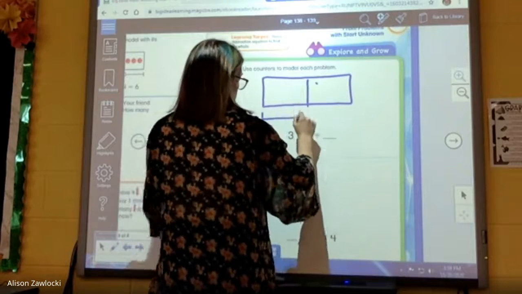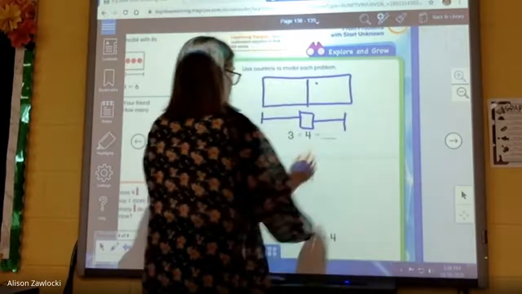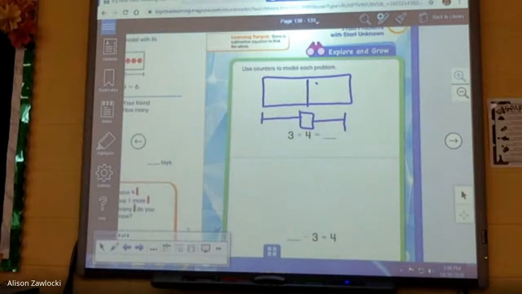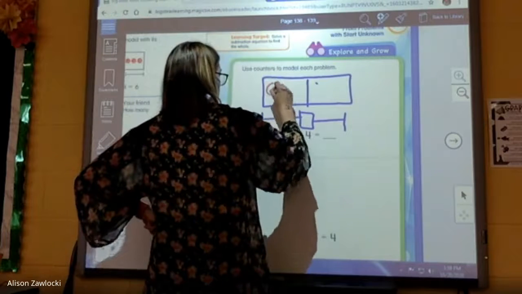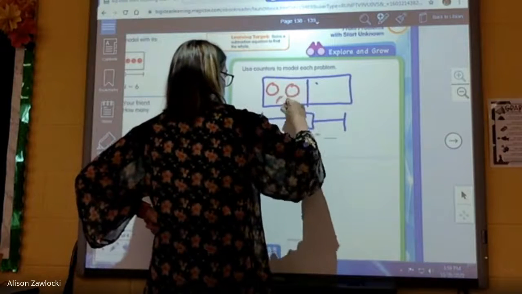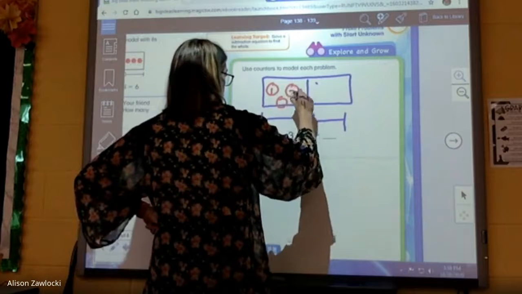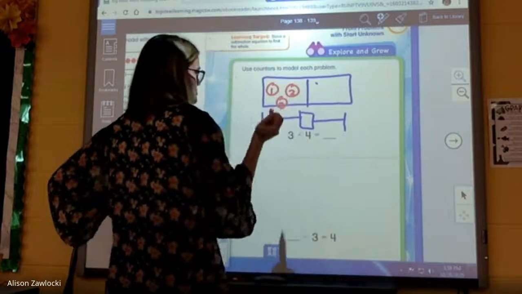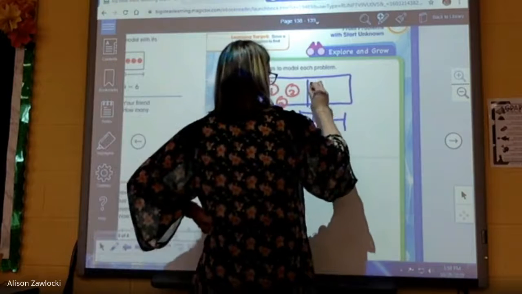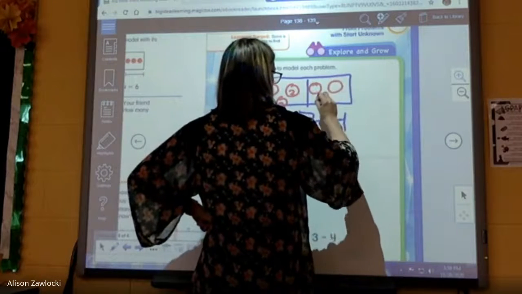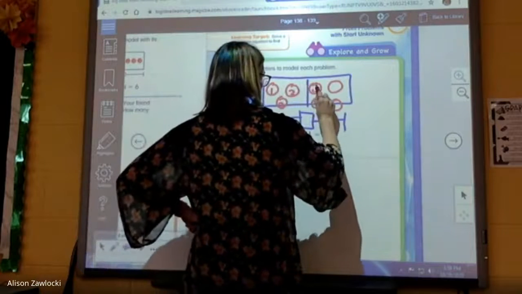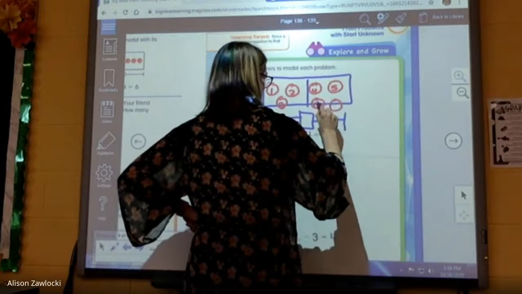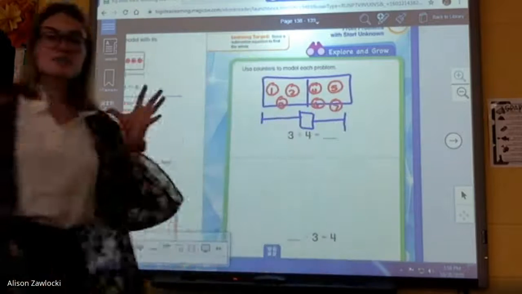So remember, these are our two parts, and this is our whole, right? So let's go ahead and fill this in. So we have 3 plus 4 equals, let's draw our counters. We have 1, 2, 3, and you can write the numbers in here to see how many counters you've drawn so far. 1, 2, 3 plus 1, 2, 3, 4. So I can write in here 3, 4, 5, 6, 7. So I have 7 counters altogether.